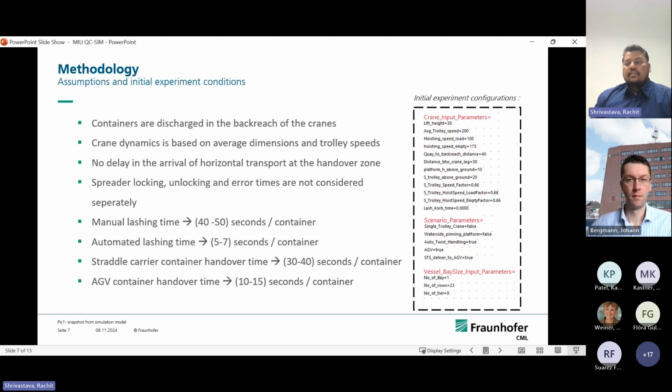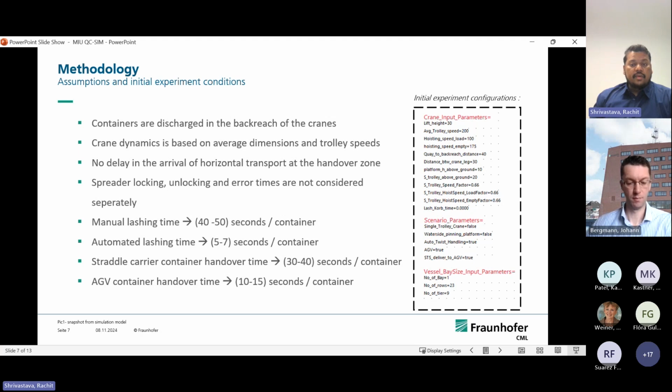Then there's a point that we don't want any delay of arrival of the horizontal transport, because we wanted to understand the behavior of the cranes. So we kept the arrival of the horizontal transport with no delay. Then the time periods like spreader locking, unlocking, and error times are not considered separately within the study.